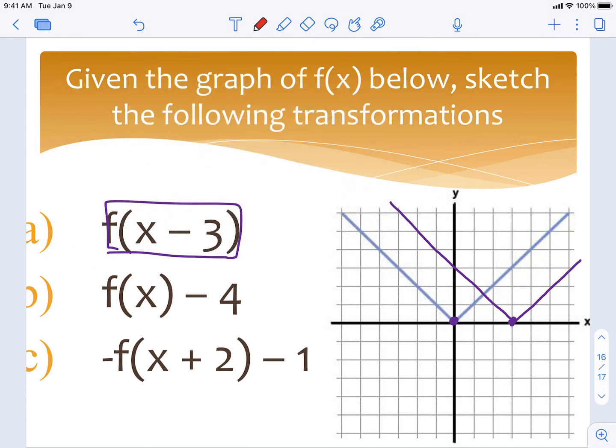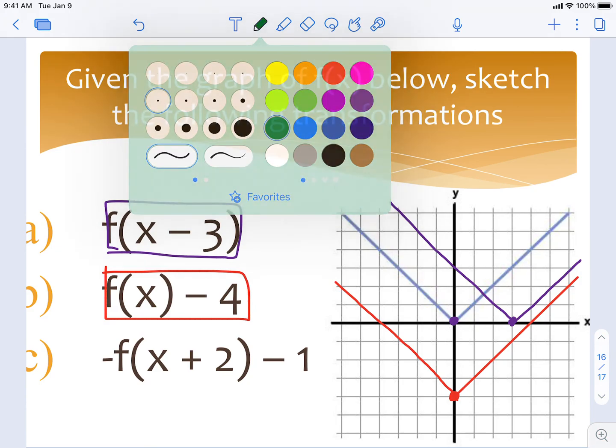I'll do the next one in red. So f of x minus 4, that is a down 4. So we can take the vertex of the original, move it down 4, and then draw our lines. And then the last one, I'll do that one in dark green.